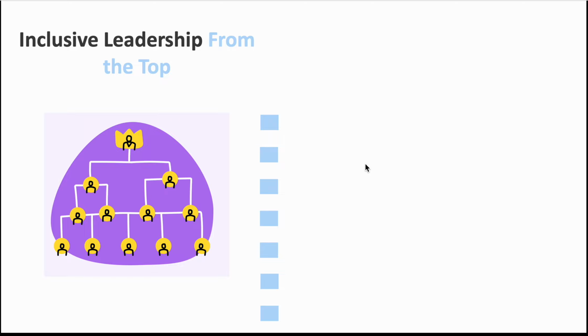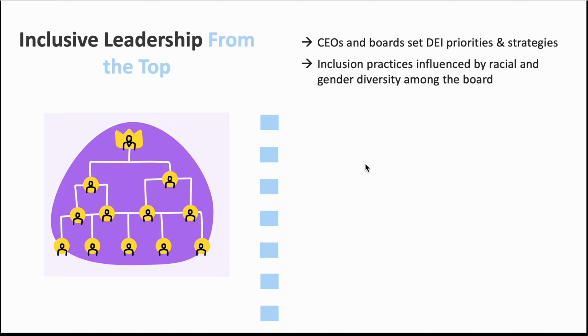So, inclusive leadership, again, really begins at the top. Having one random middle manager who cares about DEI is great from an ally perspective, but it's not going to be helpful for the organization as a whole. So we really need inclusion to start top down. Overall, we saw this from our global models of diversity management that CEOs and boards set the DEI priorities and strategies. They're going to tell us what direction they see and how they see DEI fitting into the overall organizational goals.